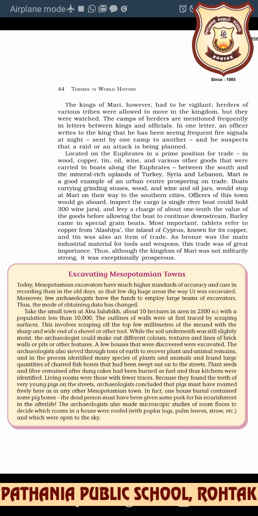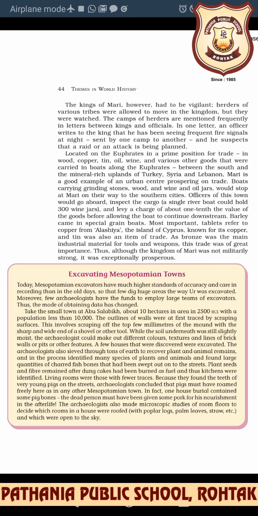And even barley came in special grain boats, and most important, the copper. Beta, the copper was also sent through this water transport, and this copper was transported from Alasiya, and Alasiya was the island of Cyprus, and at that time copper was a very important item of trade, as bronze was the main industrial material for making tools and weapons.